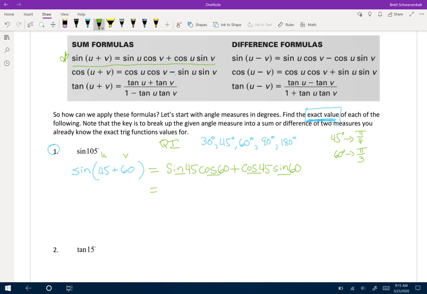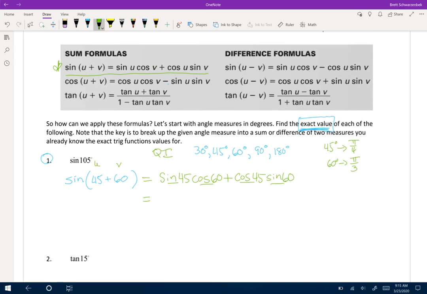So first things first, sine of 45. Well, we know the 45-degree angle, or pi over 4, is (√2/2, √2/2). So the sine in the first quadrant is going to be the y, which is √2/2. Okay, 60 degrees, or pi over 3, is (1/2, √3/2). So if we want to take the cosine, it's going to be the x-coordinate, and that's obviously in quadrant 1, so it needs to be positive. Moving on, cosine of 45, that's going to be the x-coordinate of our pi over 4, which is again √2/2. And the sine of 60 is going to be the y-coordinate of our pi over 3, which is √3/2.